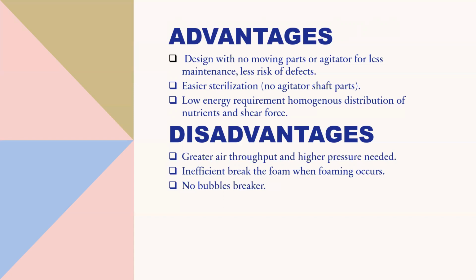agitator shaft parts. Disadvantages of the reactor are that it requires greater air throughput and higher pressure, and also that it is inefficient to break the foam, and also the absence of the bubble breaker.